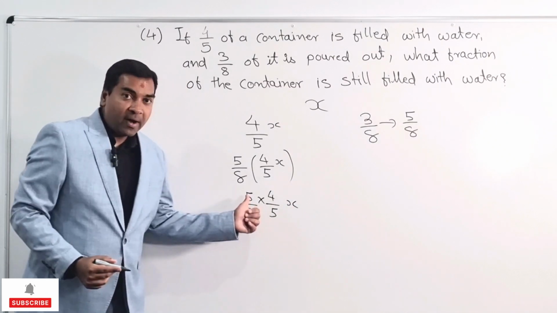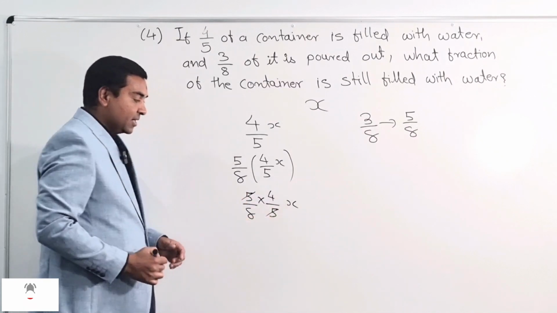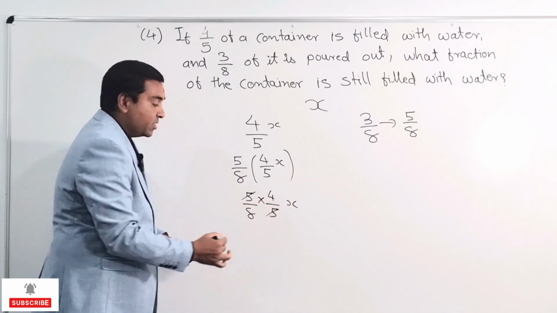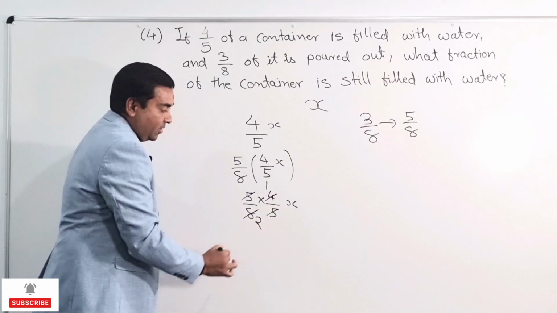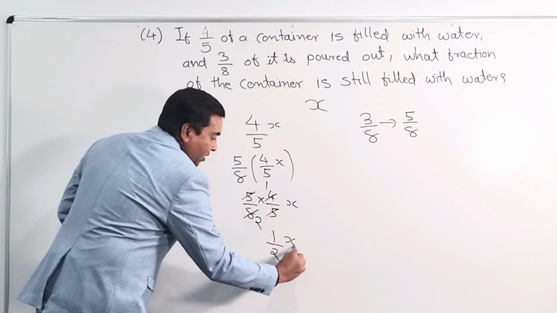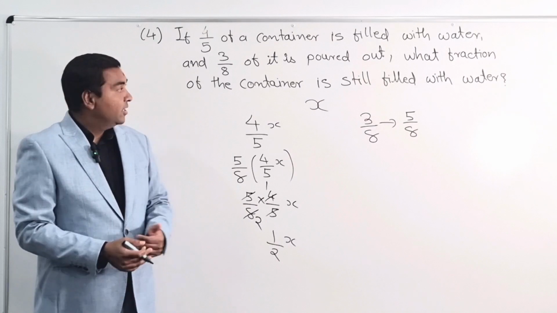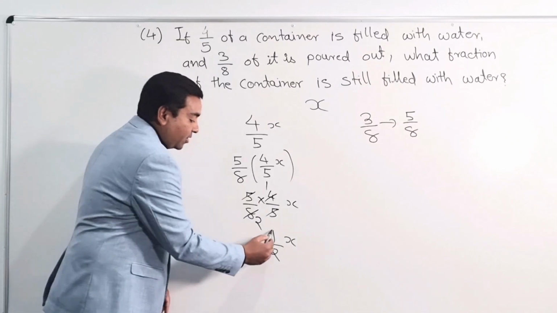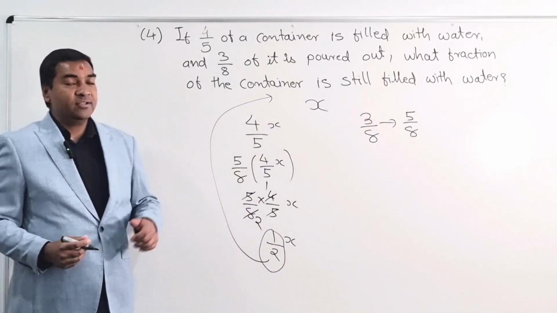Now we can do the fighting on top and bottom, guys, as you know, right? So 5 and 5 can be cancelled out, and there's a 4 and 8, also 4 common, so 4 ones are 4, 4 twos are 8, so 1/2. So 1/2x. So 1/2x is still filled with the water. So that means half of the container is still filled with the water. And that is question number 4.